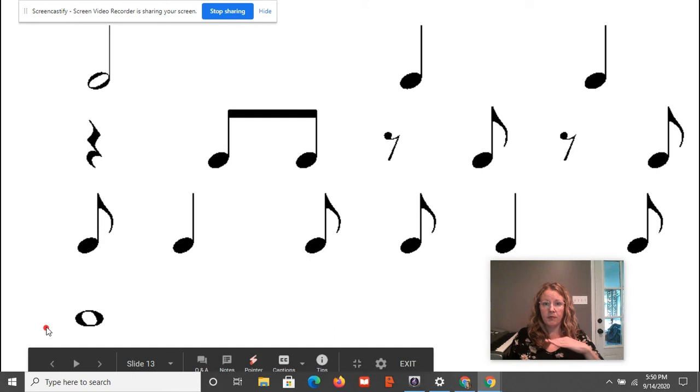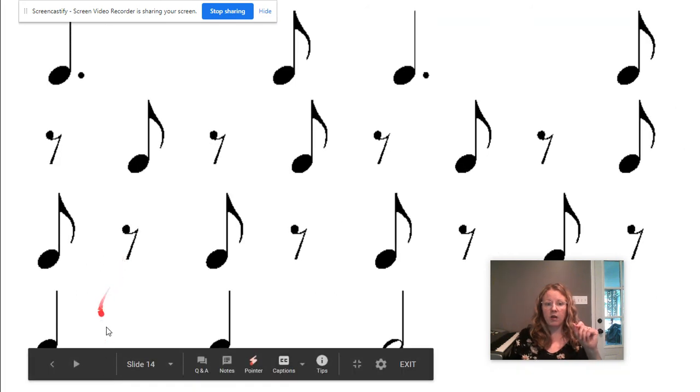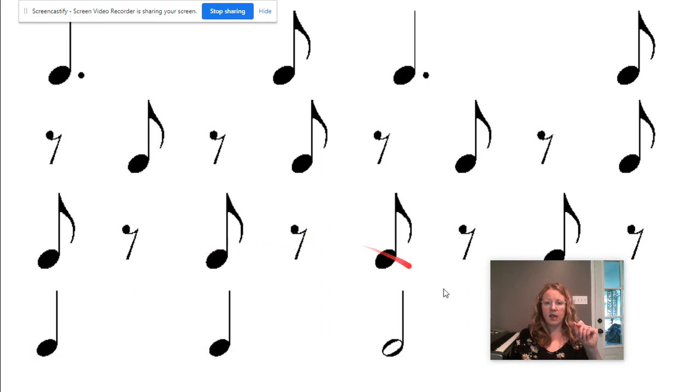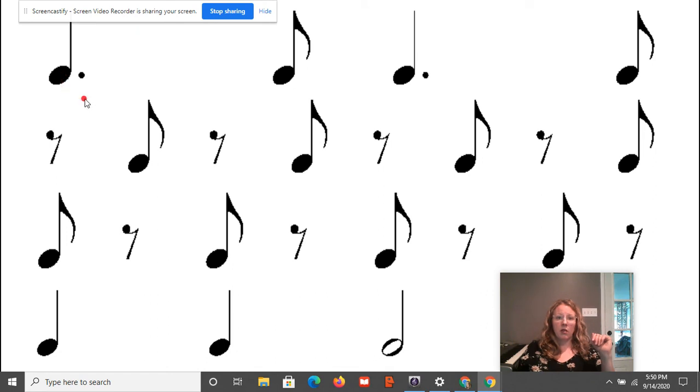If that did not go as well as you would like it to, I want you to pause and do it again, but slower. All right, slide 14. This is the last slide, so take a look at it. It looks like a lot because there's all these rests. All right, let's do this together. 1 and 2 and ready and go.